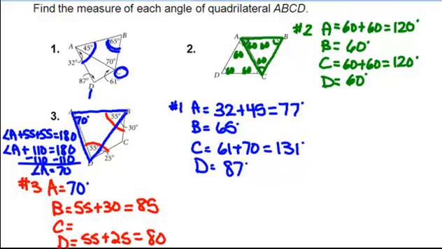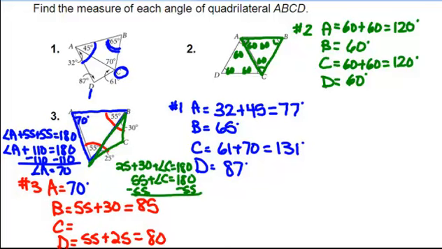We're going to do the same thing to find angle C. I have this smaller triangle. I know 25 plus 30 plus angle C must equal 180. 55 plus angle C equals 180. Subtracting 55, angle C is equal to 125 degrees. And you're done with your problem.